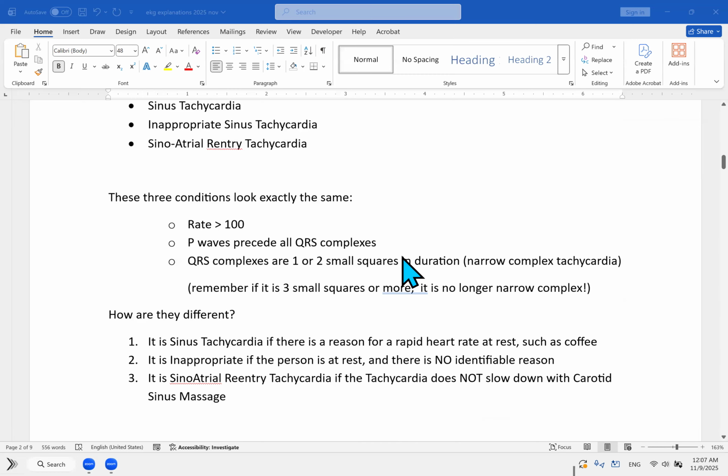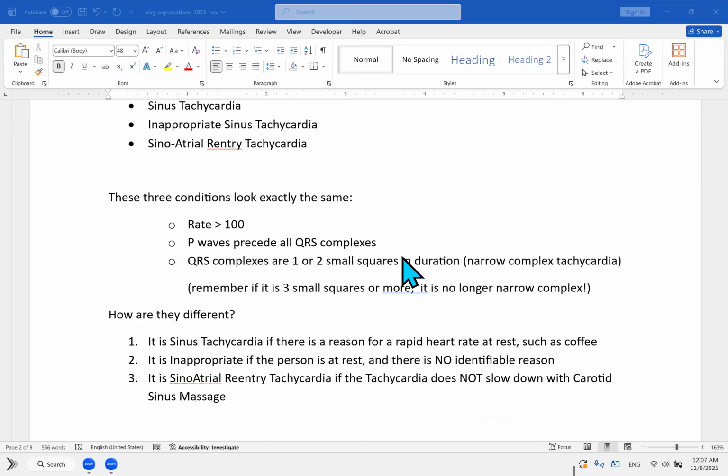So the patient is at rest, and you are checking the EKG or you're checking the heart rate. If there's a reason for the rapid heart rate at rest, let's say a patient just had coffee or he's just stressed from being in the hospital, that is sinus tachycardia.